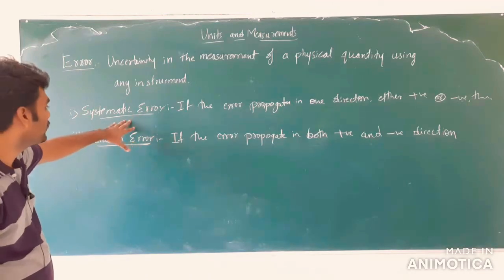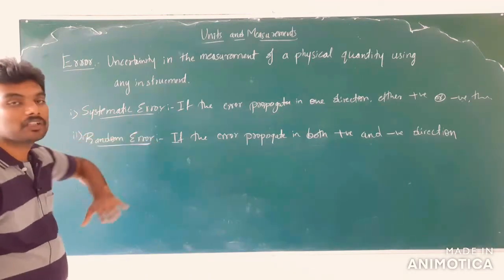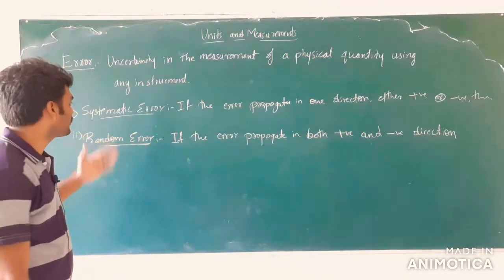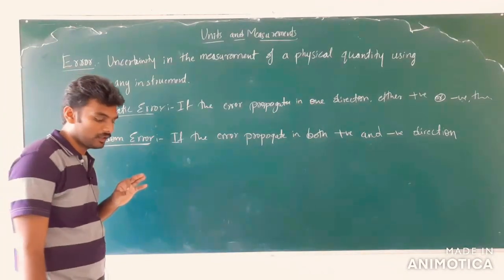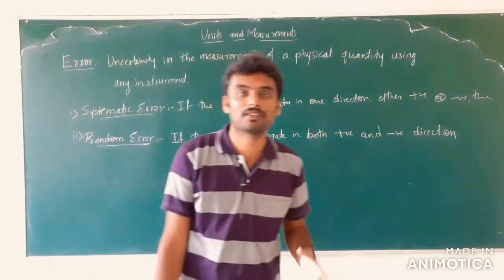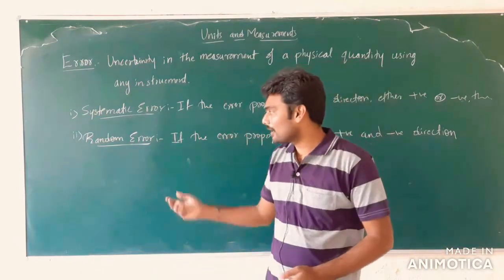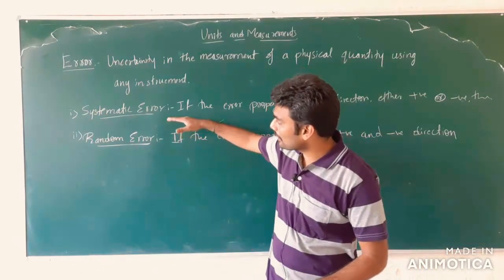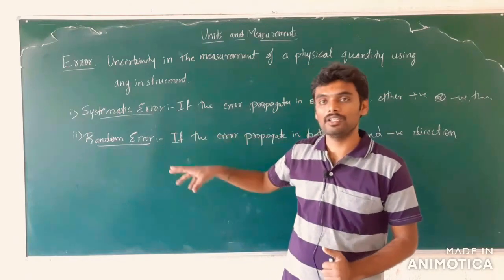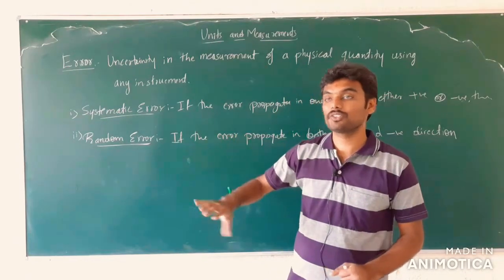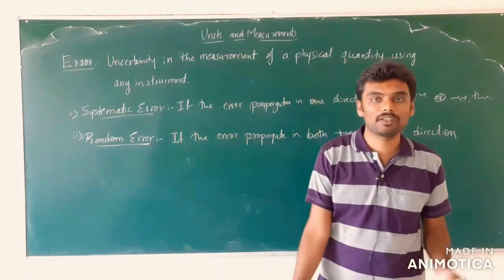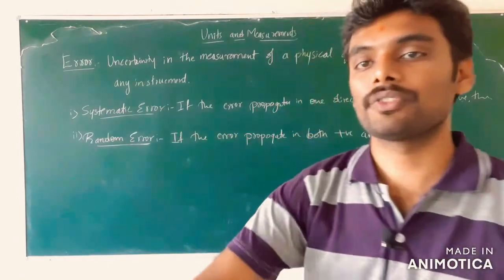And now we'll see what are the different sources for systematic error, what are the different situations or conditions in which we get systematic error and random errors. First we shall take systematic error and see what are the different sources for systematic error. We'll see the sources of systematic errors now.